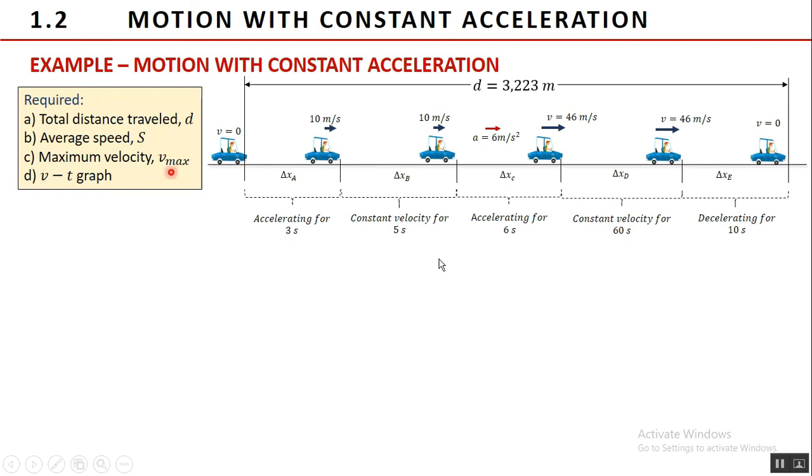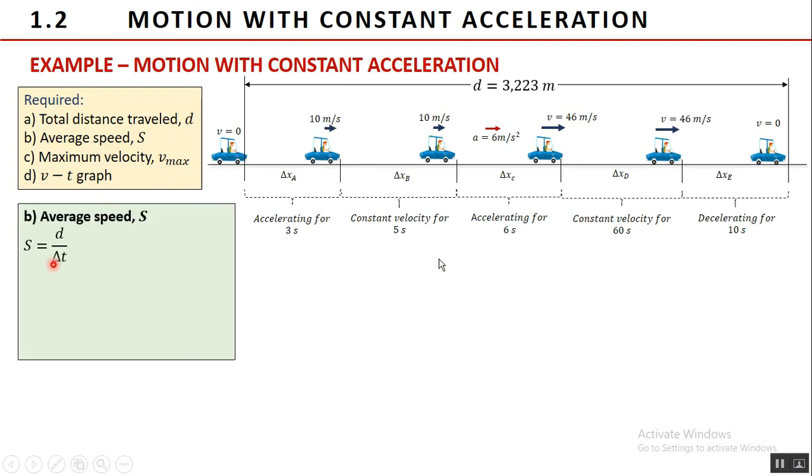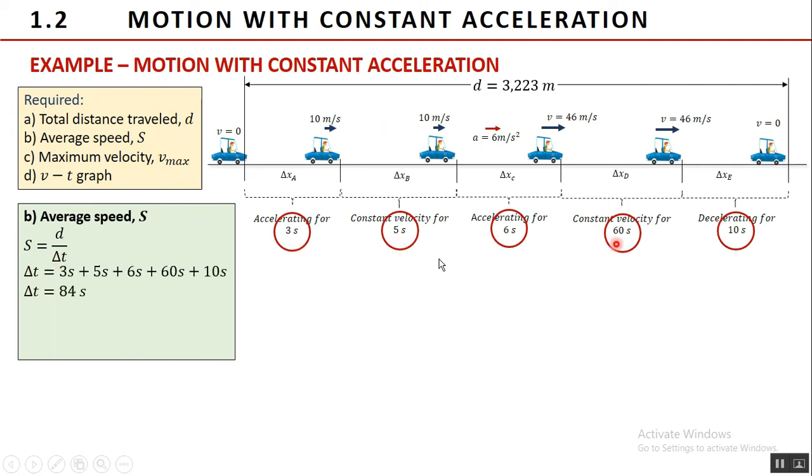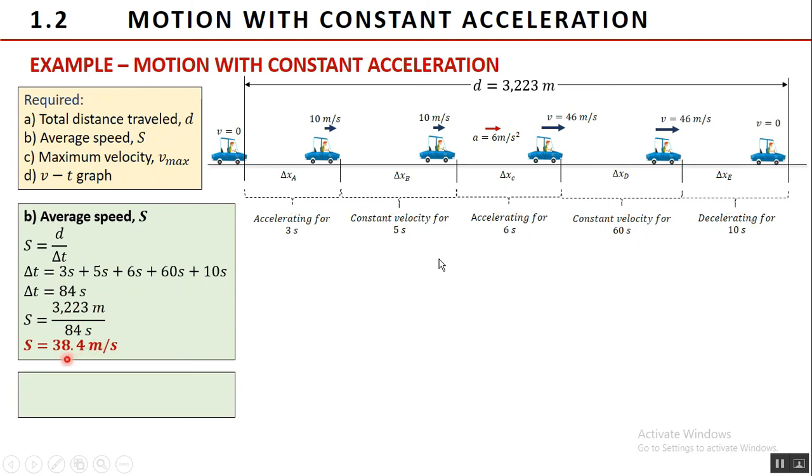For average speed, we simply use the formula speed s equals distance d over time interval. We have already solved the distance to be 3,223 meters. For the total time interval delta t, we just add all of these indicated periods of time, so it is 84 seconds. Therefore, the car's average speed is 3,223 meters divided by 84, or 38.4 meters per second.